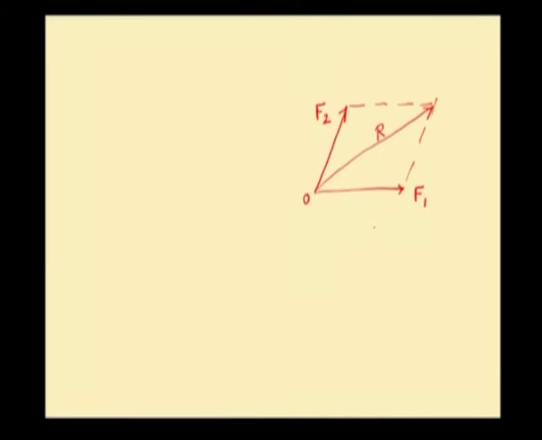Now, let us consider any point P. Perpendicular distance between the force F1 and P be small r1. Perpendicular distance between the resultant capital R and the point P, let it be small r. And finally, the perpendicular distance between the force F2 and the point P be small r2. So, this angle will also be 90 degree. Similarly, this angle is 90 degree.